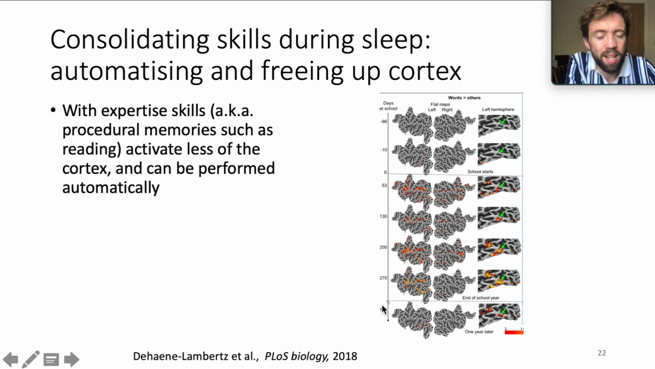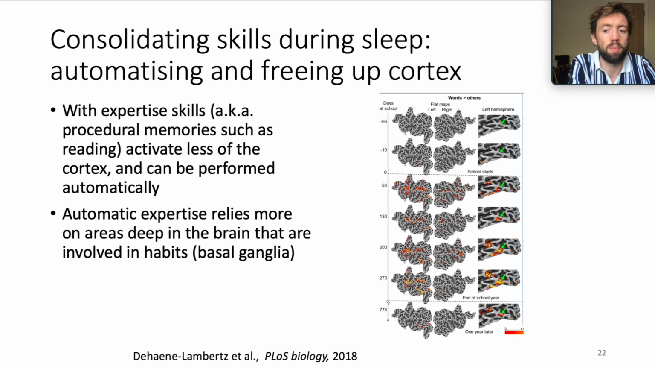But when they were scanned again over 2 years after beginning training to read, you can see that now when they read, only a very small and selective part of the cortex is activated during reading. So you can see that with expertise, skills and procedural memories start taking up less of the cortical space and can start to become performed automatically.